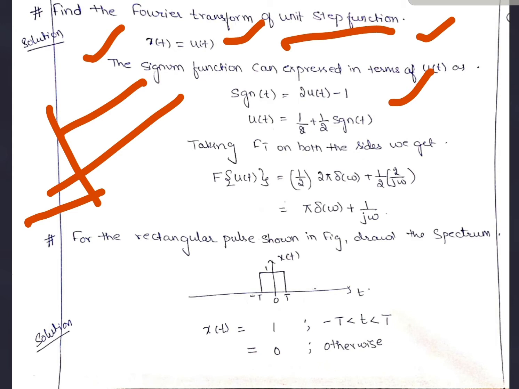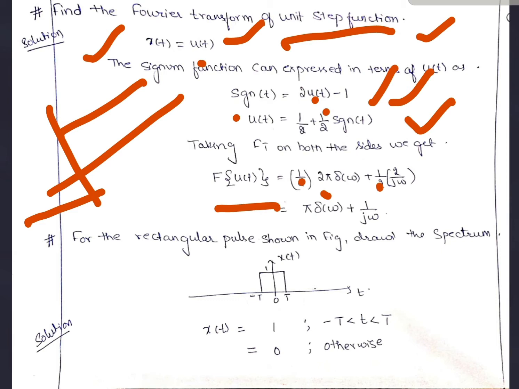Rearranging the terms from this equation, u of t is equal to 1 by 2 plus 1 by 2 signum of t. Now taking the Fourier transform of this equation, we get the Fourier transform of u of t, that is what we have to find, X of j omega, equal to 1 by 2 times the Fourier transform of the constant 1, which is 2 pi delta of omega, plus 1 by 2 times the Fourier transform of the signum function.